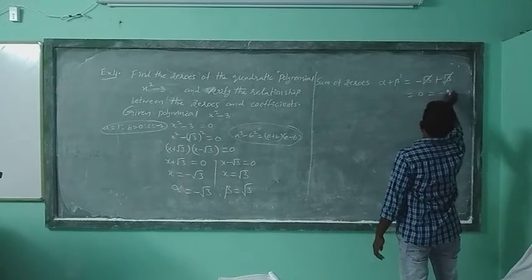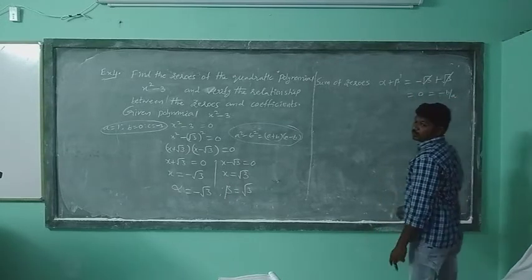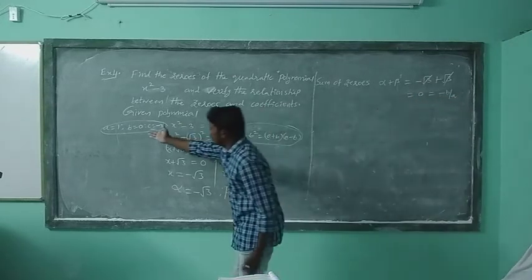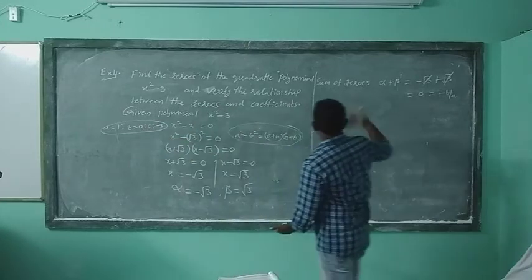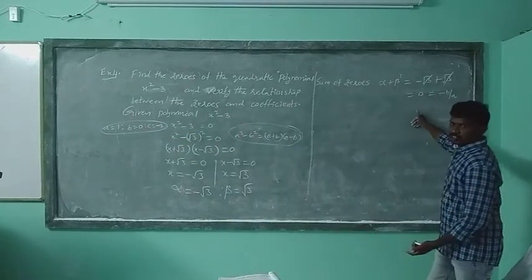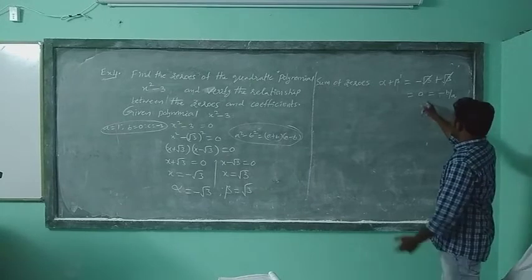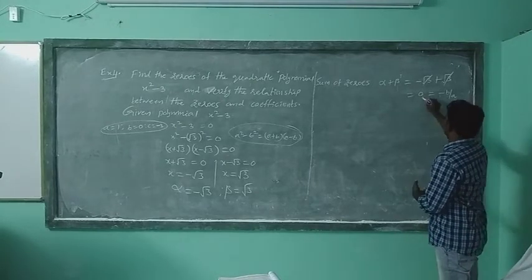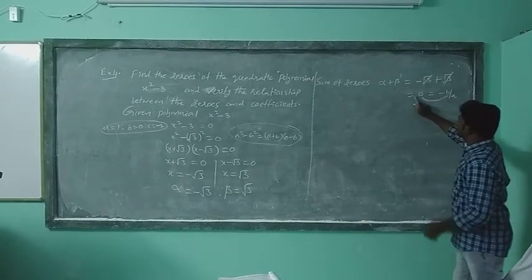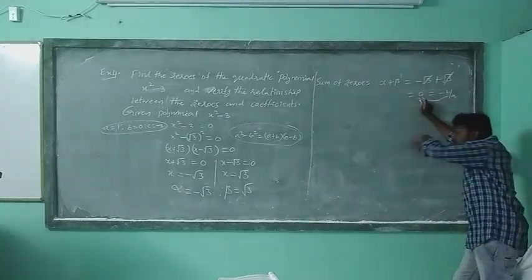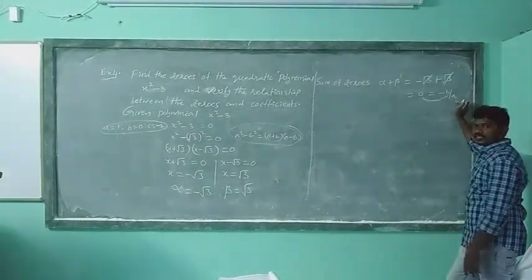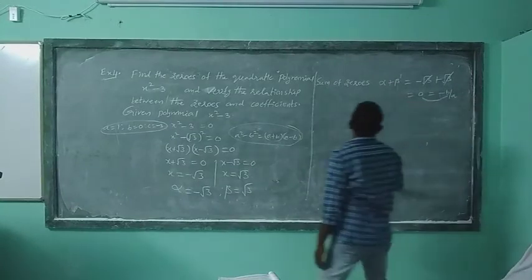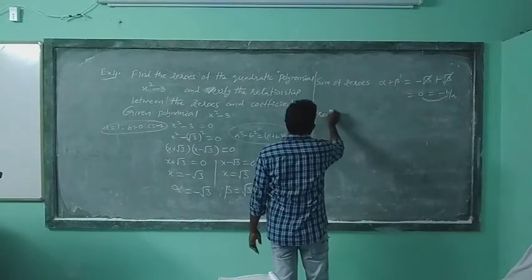Now this is read as minus b by a. Here b means 0, so 0 by a, and a value is 1, so 0 by 1 equal 0. So it is verified. Alpha plus beta equal 0, and in the same way minus b by a value is also 0. Next, product of zeros.